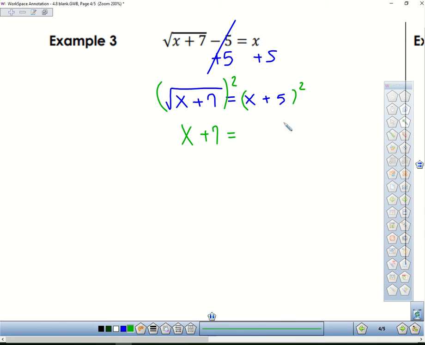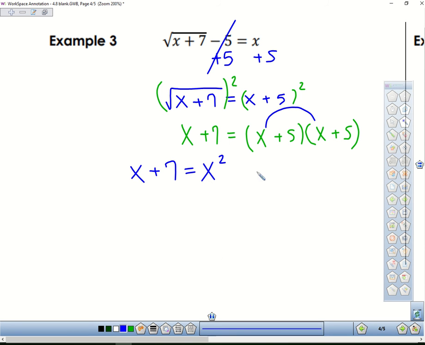And if I want to square a binomial, I need to write that binomial out twice, right? And then I need to do either FOIL or box method to multiply it out. So I'm going to use FOIL, but if you want, you can use box method as well. So I'm going to FOIL this, and I'm just going to bring down everything on the left side. x times x is x squared. x times 5 is 5x. 5 times x is 5x. And then lastly, 5 times 5 is 25.